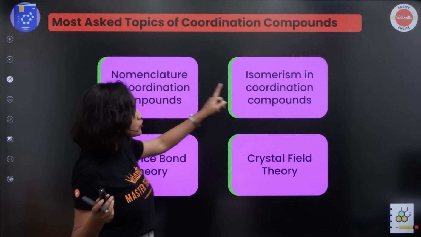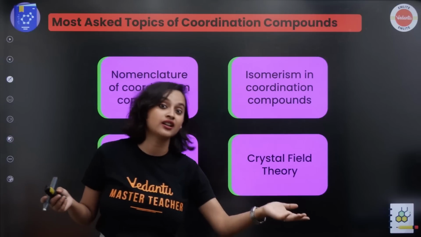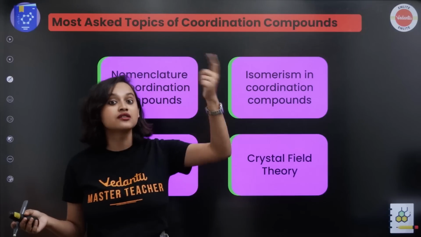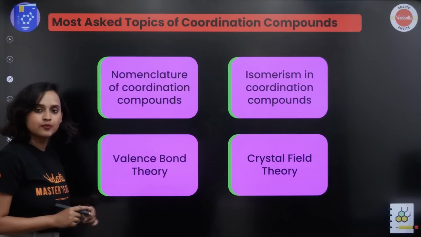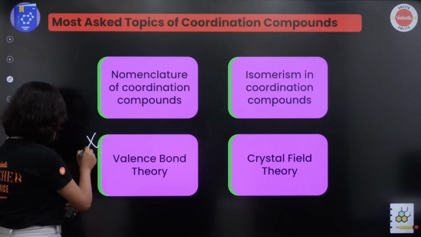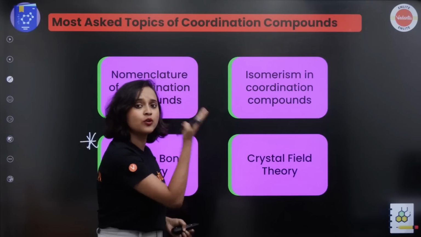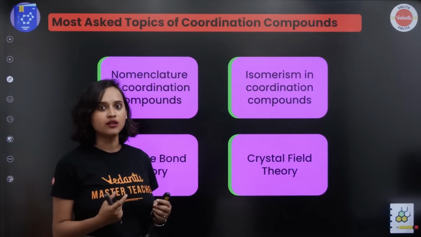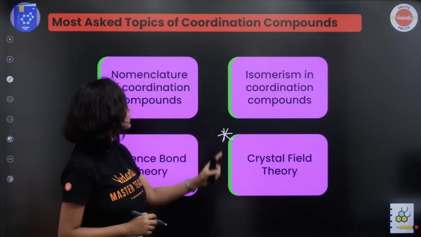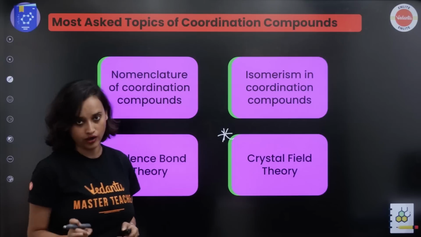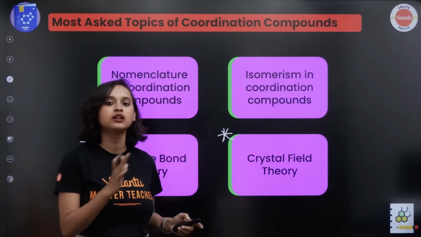Don't forget isomerism in coordination compounds: structural isomerism, stereoisomerism, geometrical isomerism, optical isomerism, linkage isomerism, coordination isomerism. All of these topics are very important. Valence bond theory, definitely don't forget it. Crystal field theory, no way. That is the most important part of this chapter. We find coordination compounds a little tougher only because of crystal field theory. So these are the things that you are not going to skip at all from coordination compounds. Rest, if you want to give it away, it's fine, but do not forget this.